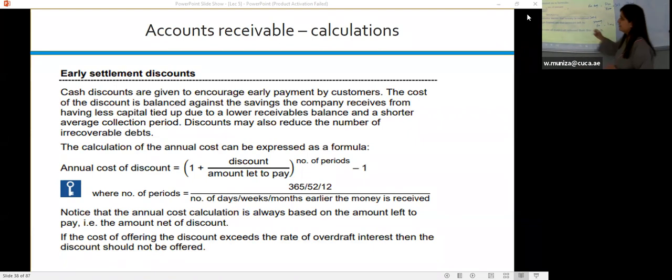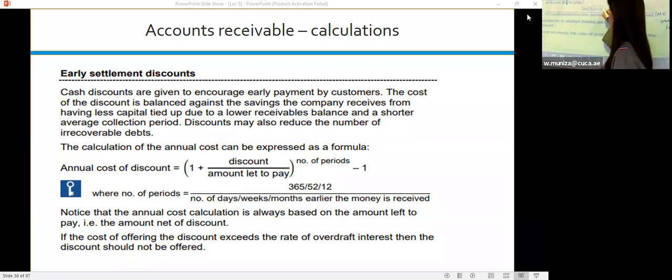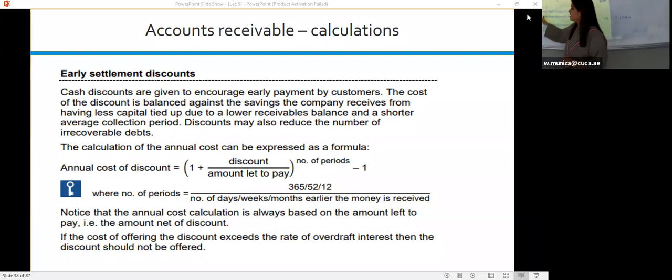What is the number of periods? Say, for example, if it is in days, take 365. If it is in weeks, 52. Or if it is in months, take 12. Divided by the number of days, weeks, or months earlier the money is received. Say, for example, the credit limit has been 3 months, but the person is paying in 1 month.